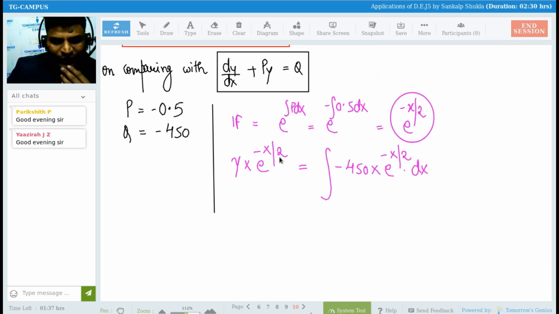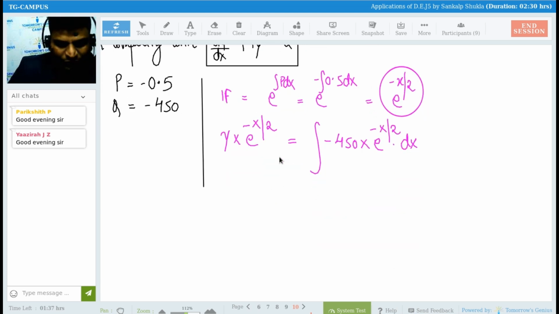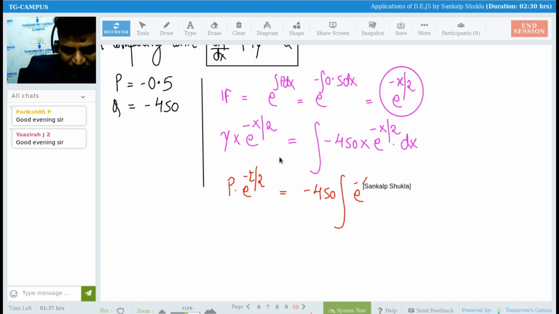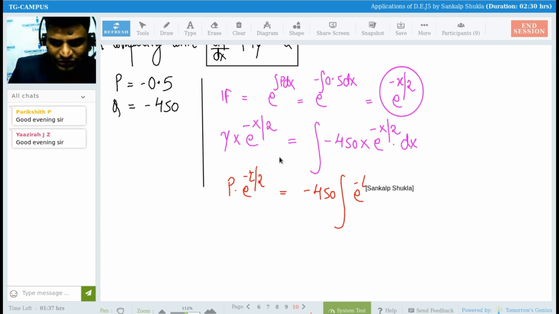Okay, so you have to find this. Now y is your P only and x is your t only. So I should rather rewrite it as P into e raised to the power minus t by 2 is equal to minus 450, which is again taken out, e raised to the power minus t by 2 and dt.